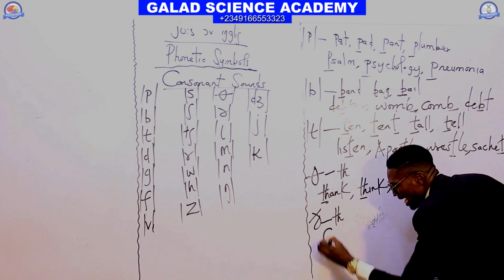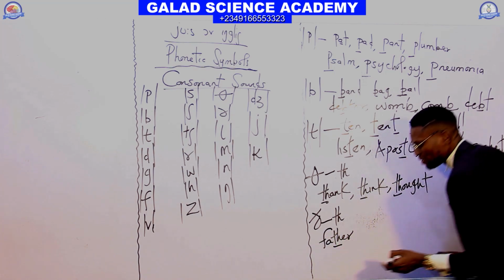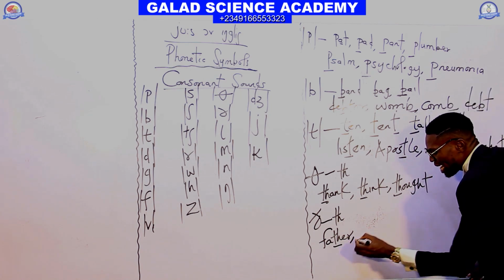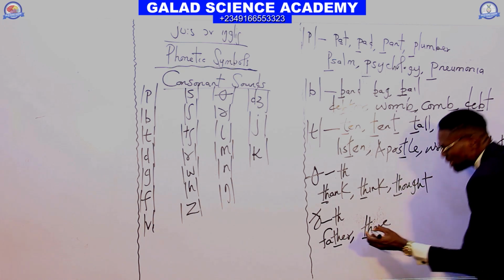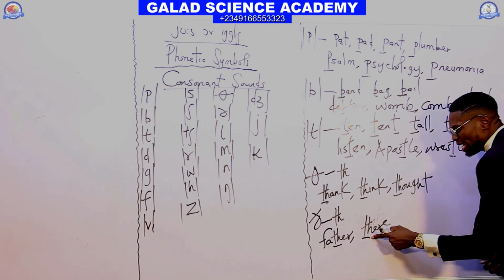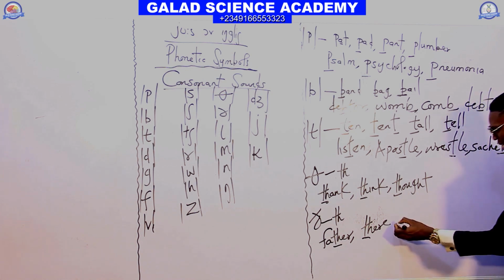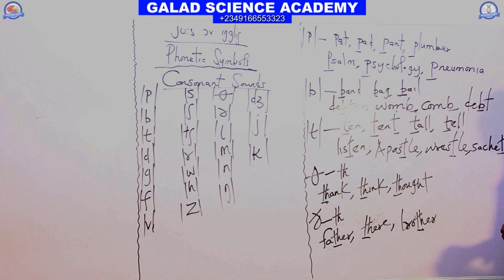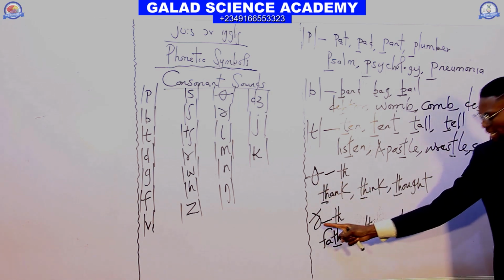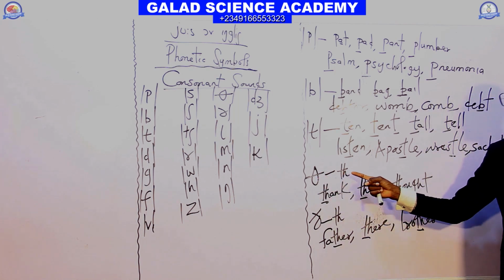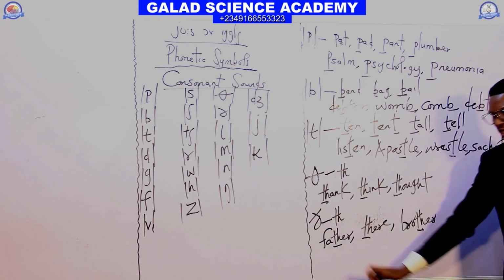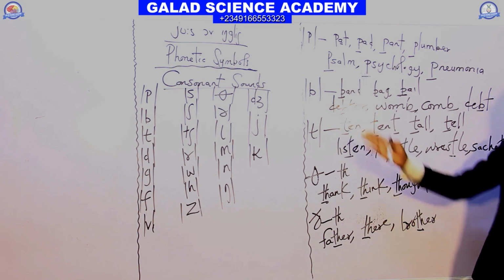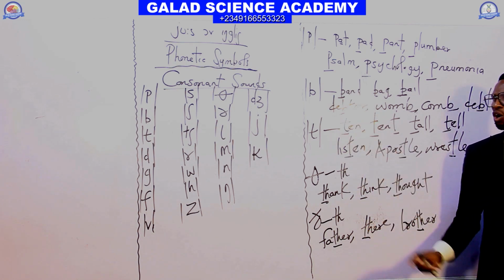The difference between this and this is that this is voiceless and this is voiced. For example, I have father. The TH here is, of course, voiced. Like I have there. The TH here is voiced. Like I have brother. The TH is voiced. So what differentiates this and this is that this sign is voiceless and this sign is voiced. So if you want to get all of that concerning this consonant sound, stay tuned as we give you other analysis.